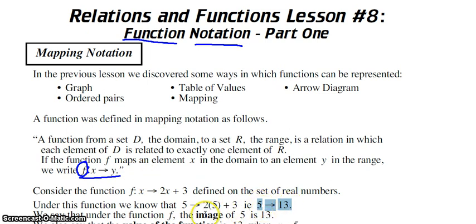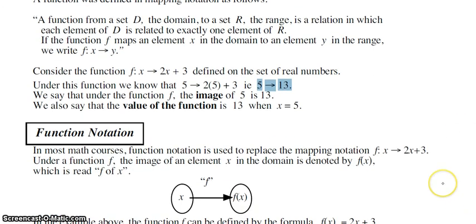Now we have another name. The output can also be called the image. The image of 5 is 13. We can also say the value of the function is 13 when x is 5. So when the input is 5, y is 13, the output is 13, the image is 13, the value of the function is 13. So the function refers to the y value. The function will map x into y. So when we say function, we refer to the y value.